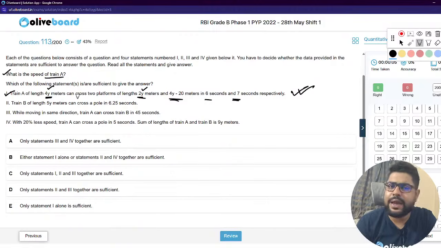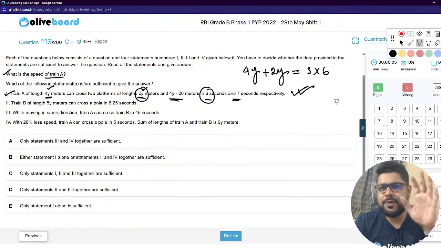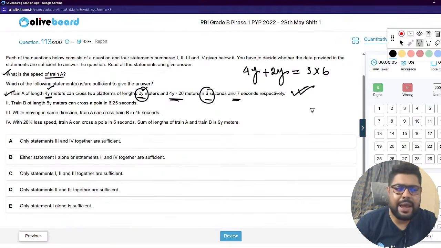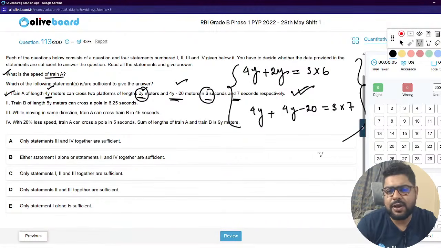If you want to make an equation, sir, 4y is the length. Another like platform is 2y, so this is the total distance. Distance is speed into time, so time is also given as 6 seconds. We will not do it like this, but just to give you an idea. And from the second part, sir, 4y is the length plus 4y minus 20 is the length of the platform, so total distance is this. It is equal to speed into 7, sir. 2 unknown, 2 equation, anyone can solve here.